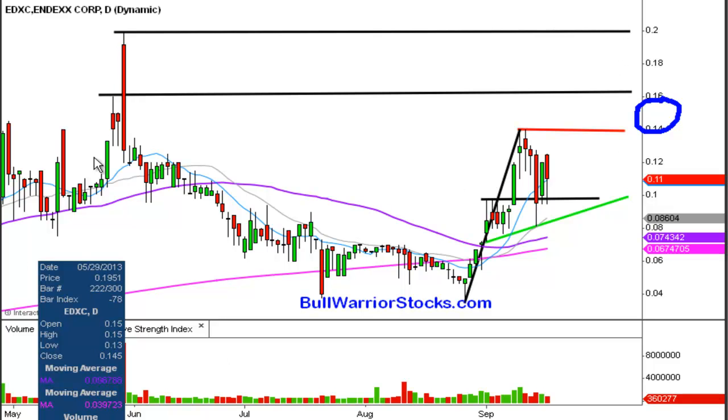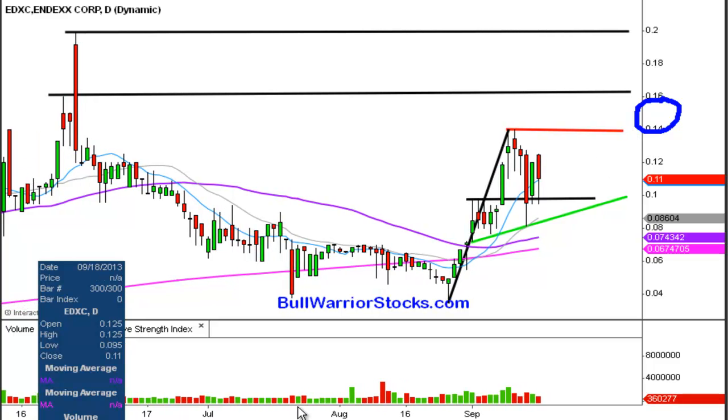But as history has shown, it can move and can move quickly. And given the case that we have this newly formed bull pennant pattern taking shape, it's going to be a very interesting chart to watch and see how things unfold here in the coming days and weeks. So if there are any other questions on the chart, please let me know. If not, again, this was EDXC.